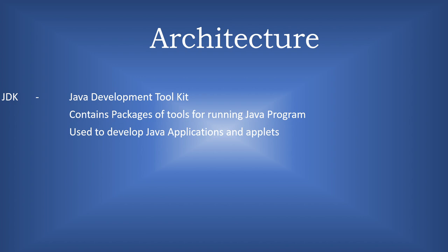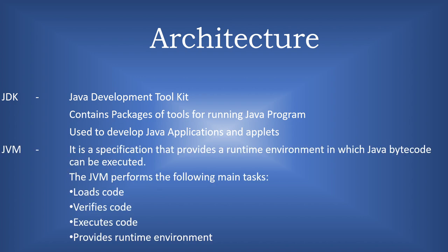It contains the packages of tools for running the Java program, and it is used to develop Java applications and applets. So that is about JDK. JDK means Java Development Toolkit, and it contains the packages for running the Java programs and is used to develop Java applications and applets.